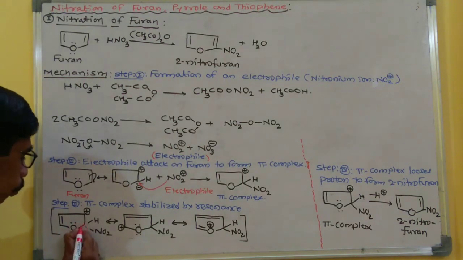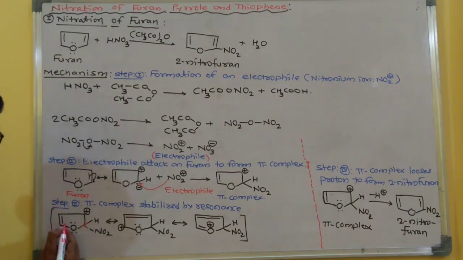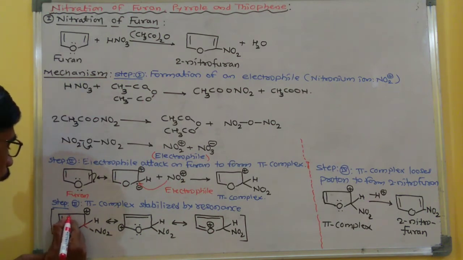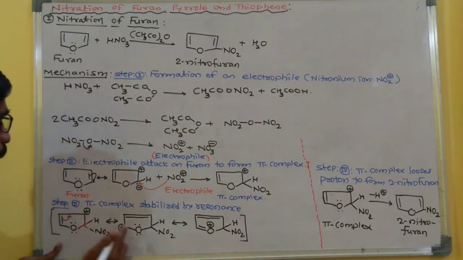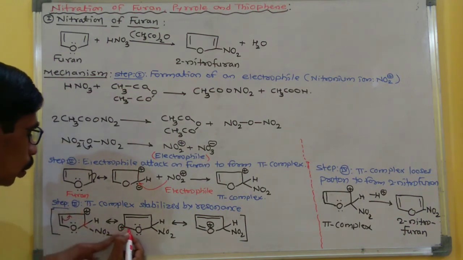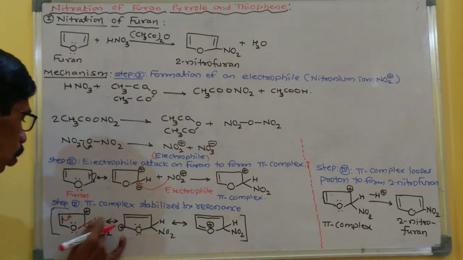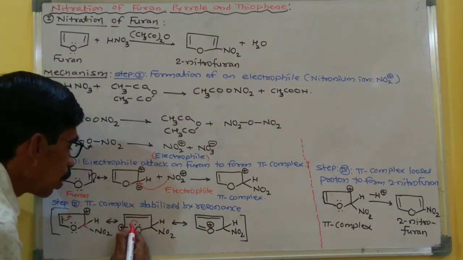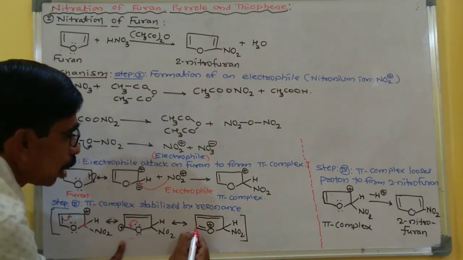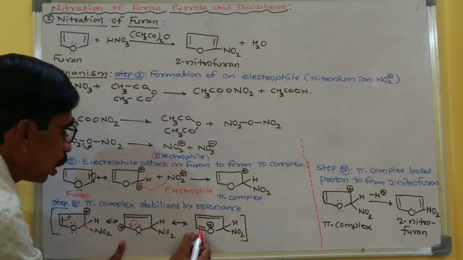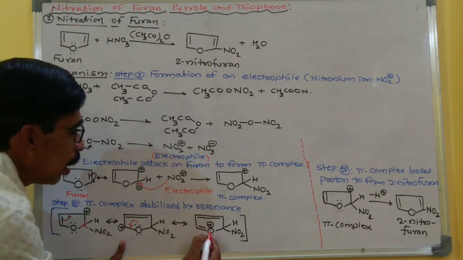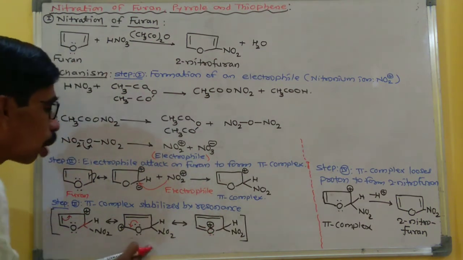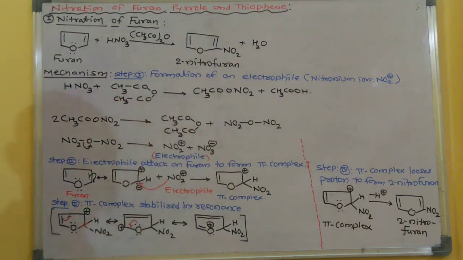Now here, in this pi complex, this bond is transferred in between these two carbons and this carbon carries a positive charge. So this is one of the contributing structures. Then this electron pair is transferred in between this carbon and oxygen. The bond is formed between this carbon and oxygen, and this oxygen carries a positive charge. So these three contributing structures are formed in the pi complex of furan.